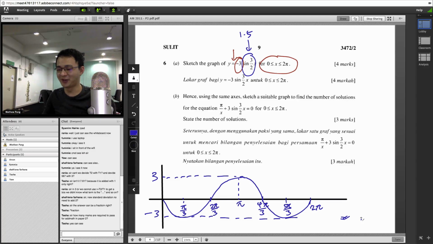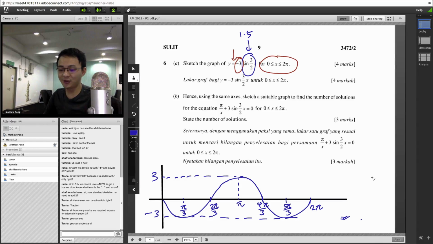Are you confused about this part? Is that okay? Okay, if there's no question, let's move on to the second part.